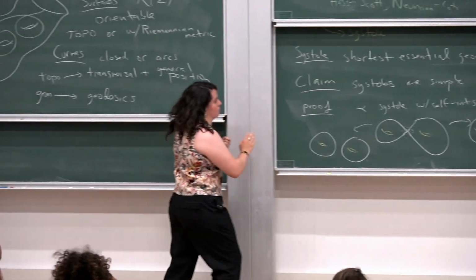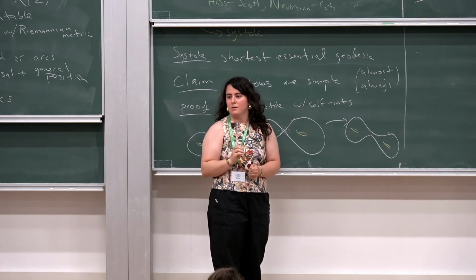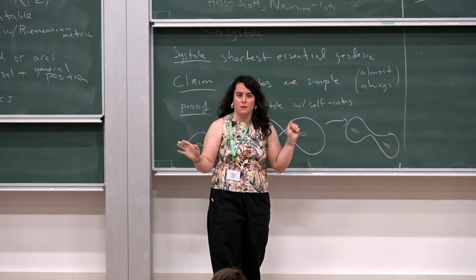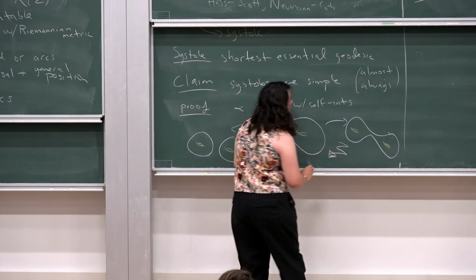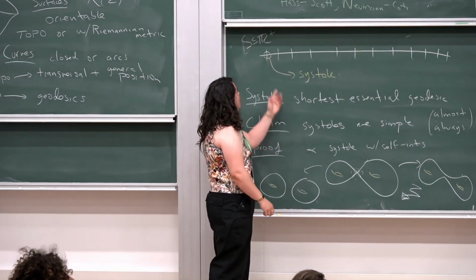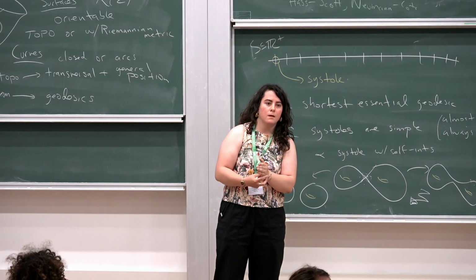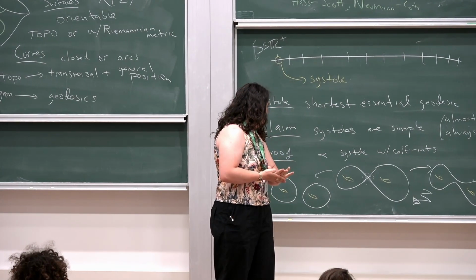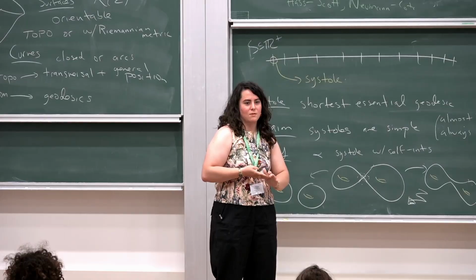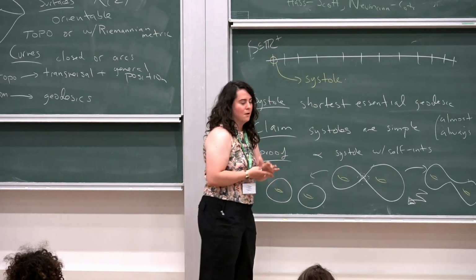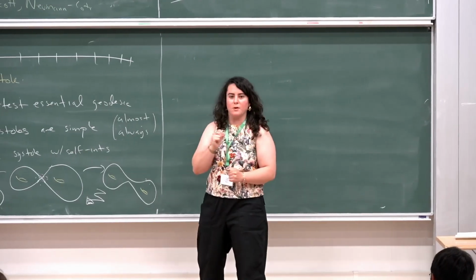So that's the sort of almost always here. If you're in a pair of pants, the systole has exactly one intersection, but in every other case, the systole is simple. Okay? So that's the proof of this claim. And that gives us one point in the length spectrum. Yes? Is it clear that when you tighten, you don't introduce new such intersections? It's true. It's not trivial. Right. Okay. So this gives us a point in the length spectrum.